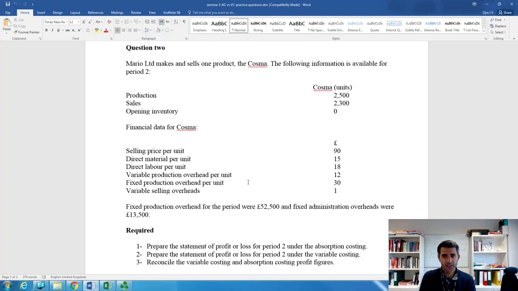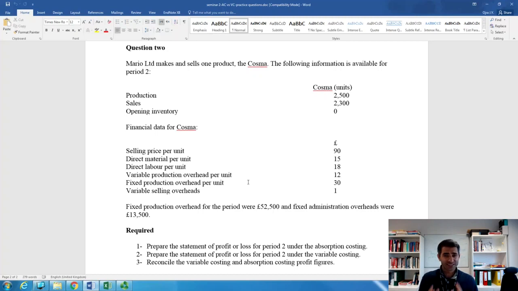No opening inventory. The selling price per unit is £90, direct material per unit £15, labor £18, variable production overhead £12, fixed production overhead £30, and the variable selling overhead £1. Fixed production overhead for the period is 52,500, and the fixed admin is 13,500.